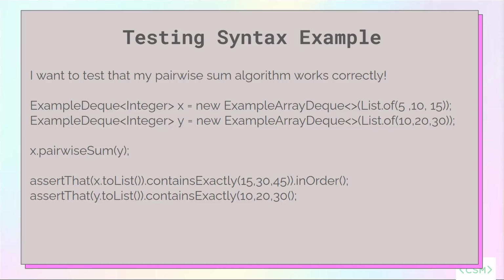I'm not 100% sure, but I'm pretty sure that the way that dot contains exactly works is it means that it contains these exact elements. We're basically saying that it contains these exact elements in this specific order. I'm guessing that if you put 30, 15, 45 and didn't put in order, it would still work.